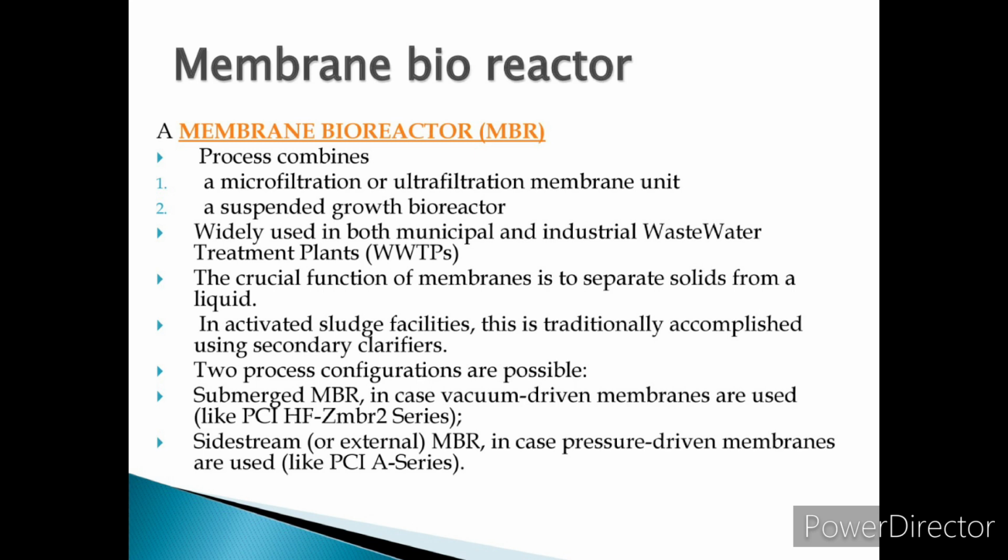A membrane bioreactor is a process which combines a microfiltration or ultrafiltration membrane unit with a suspended growth bioreactor and is now widely used in both the municipal and industrial wastewater treatment plants. The crucial function of membranes is to separate the solids from a liquid. In activated sludge facilities, this is traditionally accomplished using secondary clarifiers. Two process configurations are possible: submerged MBR and side stream MBR.